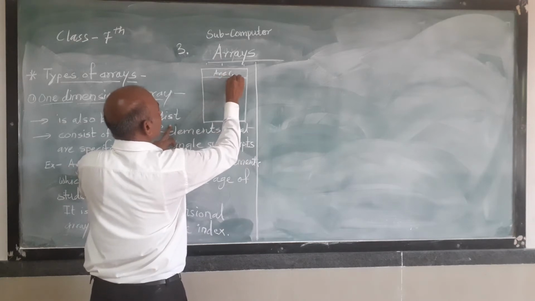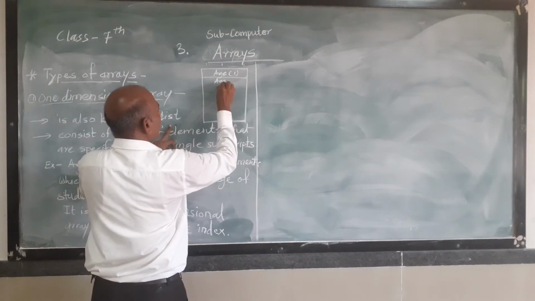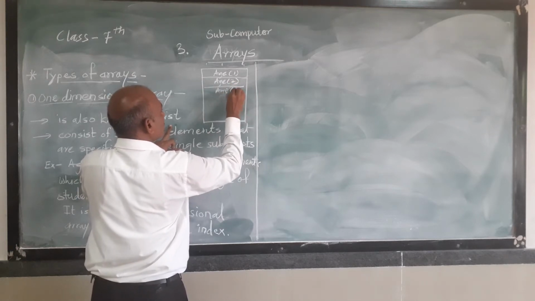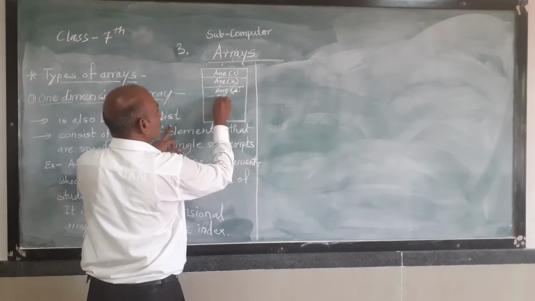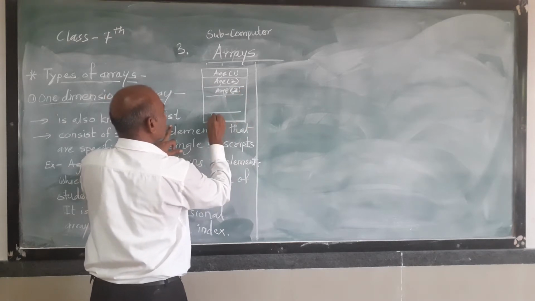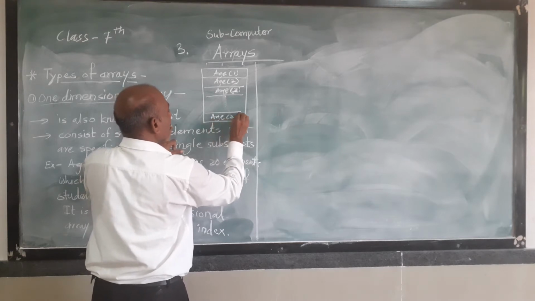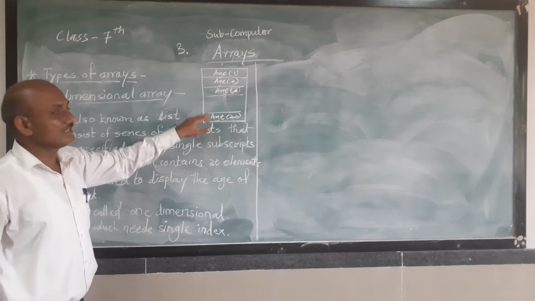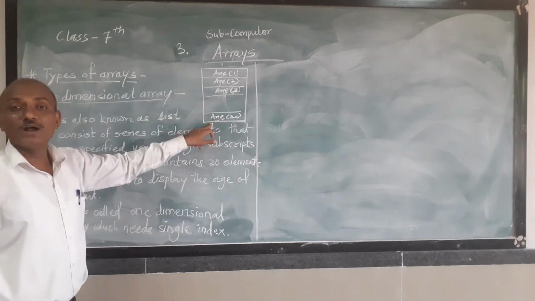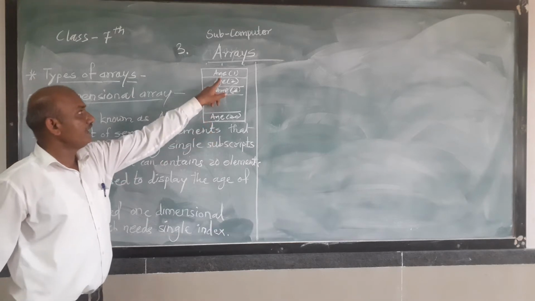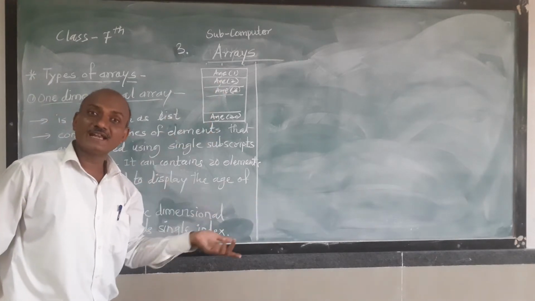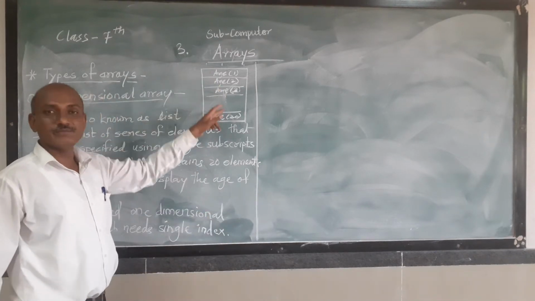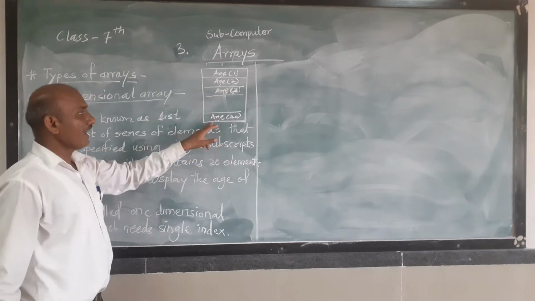Age of 1, age 2, age 3, and so on up to age 20. It means the ages of 20 students. This is the list, and this list is called a one dimensional array. Age is the variable of array type. Which array type? One dimensional array type, one dimensional list.